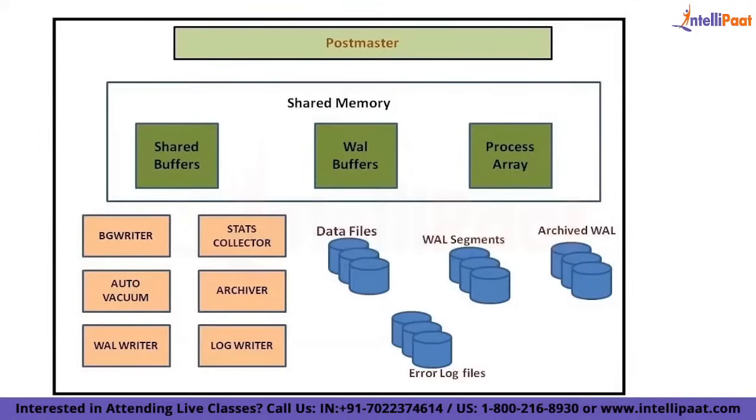Postmaster is the main process. This is the first process which will be started when you start the Postgres server. When you start the Postgres server, a shared memory is allocated for your database, and in addition to that, there are some background processes. Around 6 background processes will be initiated. Then there are the storage files. The main storage files in Postgres are the data files, and we'll discuss the other files later. This is about the starting sequence of Postgres.